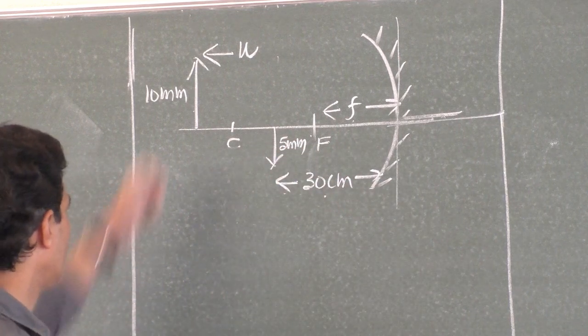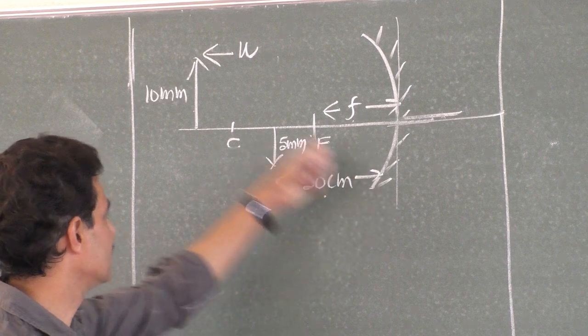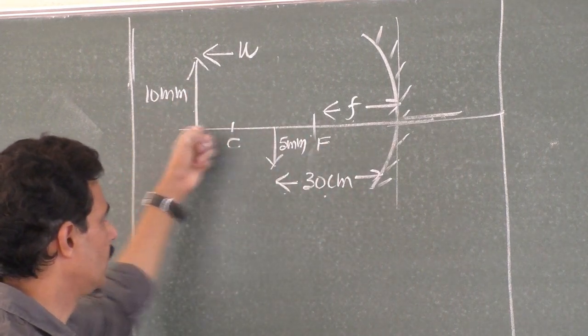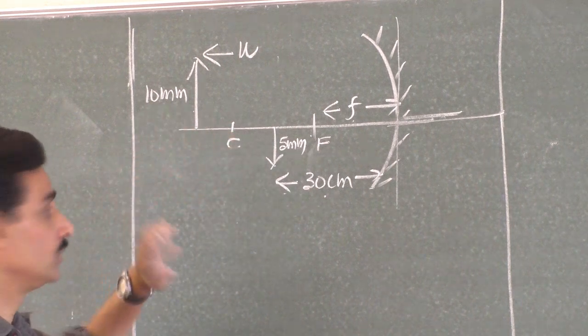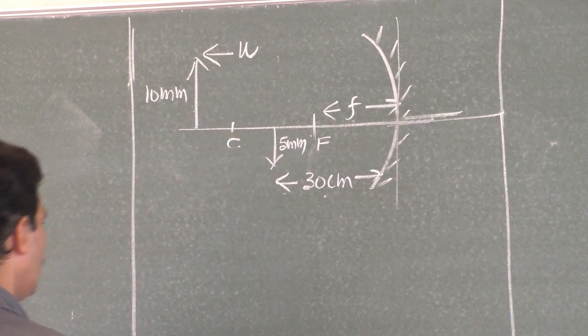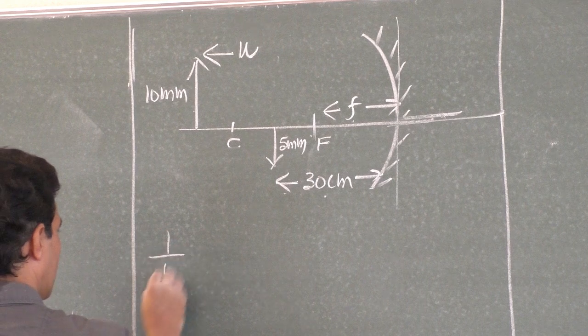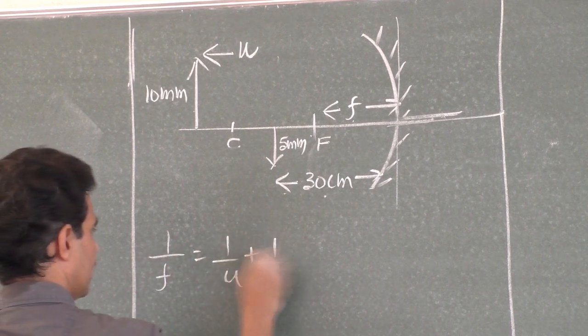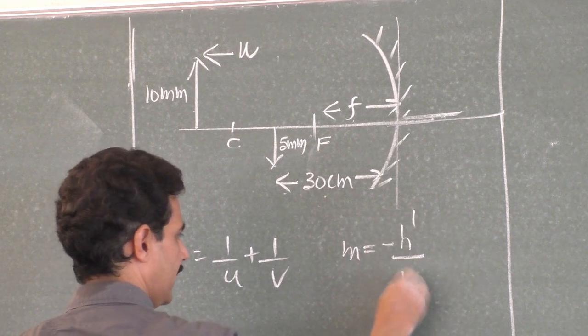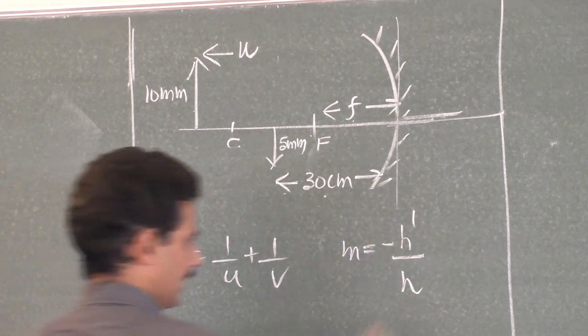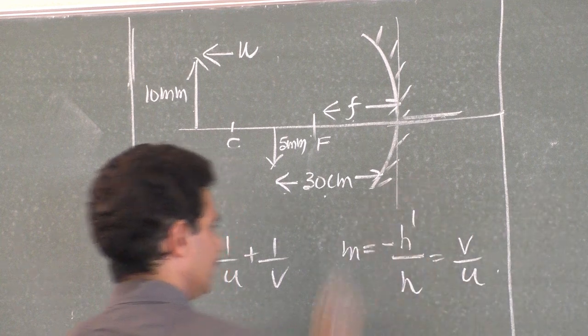So we have the data of the image distance. We want to know the object distance, but we know the magnification cases, so using that we have to do it. Now the formulas for a concave mirror are 1/f = 1/u + 1/v, and the magnification is m = -h'/h, the height of the image by the height of the object, which is equal to v/u, right?